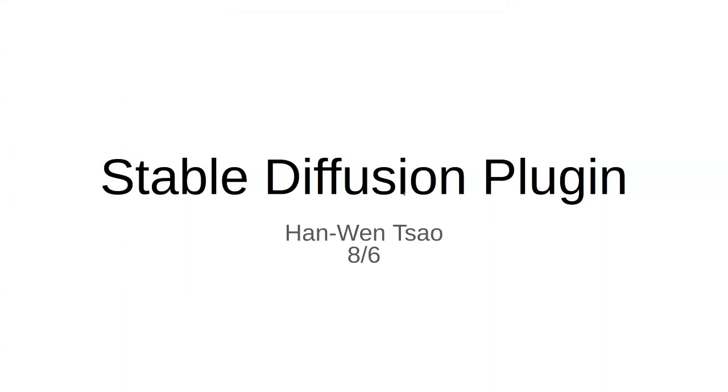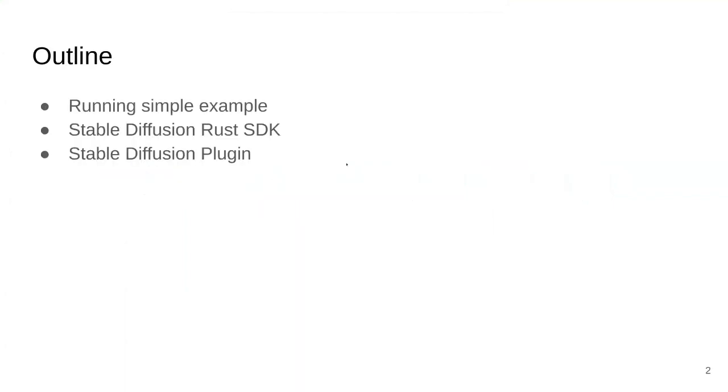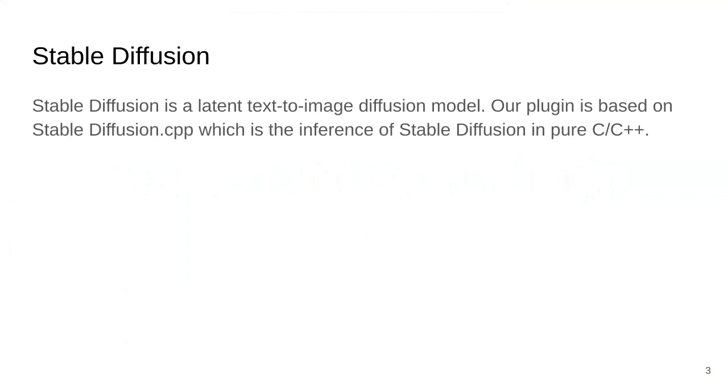Today I will introduce the Stable Diffusion plugin. This is today's outline. In the beginning, I will run a simple example to show how to call the Stable Diffusion plugin in Rust. Next, I will introduce our Stable Diffusion Rust SDK, and then introduce our Stable Diffusion plugin. Stable Diffusion is a text-to-image model. Our plugin is based on stable-diffusion.cpp, which is an inference of Stable Diffusion in pure C and C++.